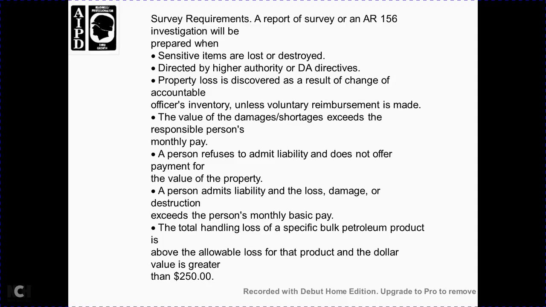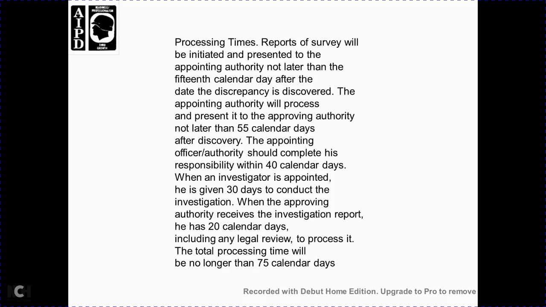The Department of the Army directs a survey of property loss discovered as the result of the chain of accountability officer inventory, unless voluntary reimbursement is made. The value of the damage or shortage exceeds the responsible person's monthly pay. The person responsible admits liability but does not offer payment of the value of the property. The person admits the loss, damage, or destruction exceeds their monthly basic liability. Or the loss of a specific bulk petroleum product is above the allowable loss, and the dollar value is greater than $250.